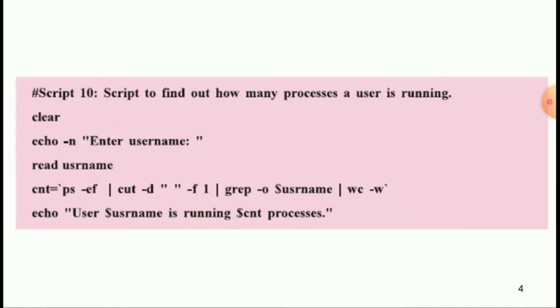Then we have combined four commands, namely ps, cut, grep and wc using pipe. The ps -ef command displays the list of processes being run by all the users of the system. Its output is then given to the cut command. The cut command extracts the first field, username.